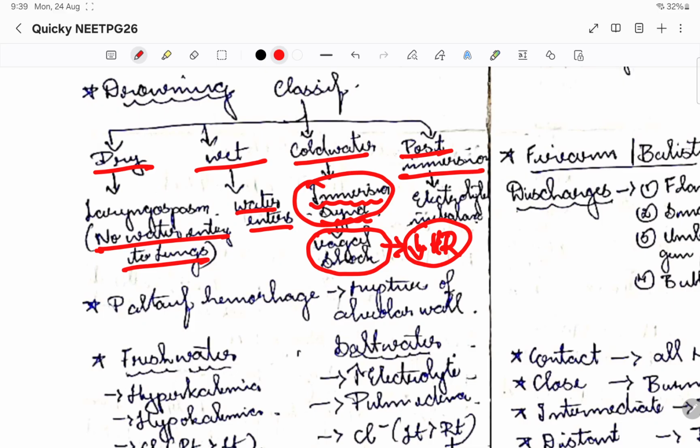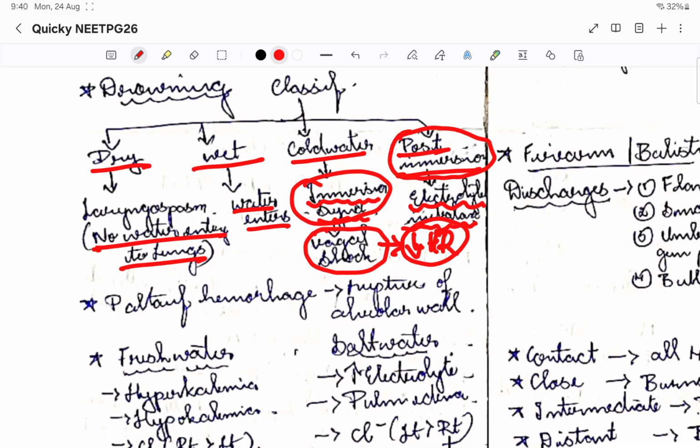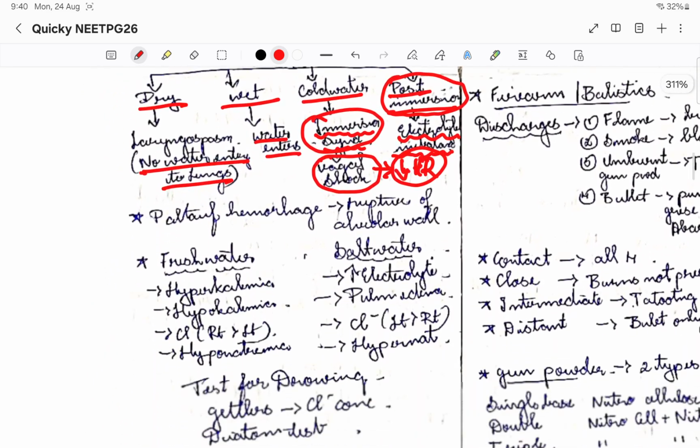Then coming to post immersion, the death doesn't happen due to vasovagal shock. What happens is, sometimes in people electrolyte imbalance might happen, hypokalemia or hyperkalemia, causing arrhythmia and leading to death. So this is post immersion drowning. After drowning, we'll recover them and they'll be all right, but suddenly death happens after recovery. So this will be post immersion syndrome. These are the types of drowning classification.